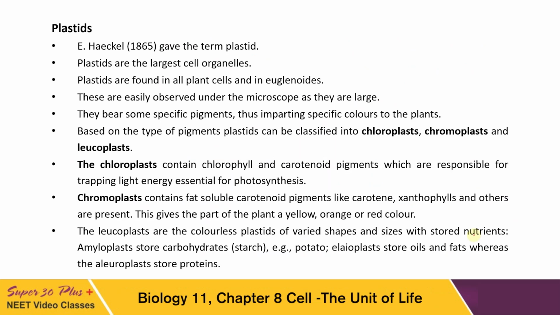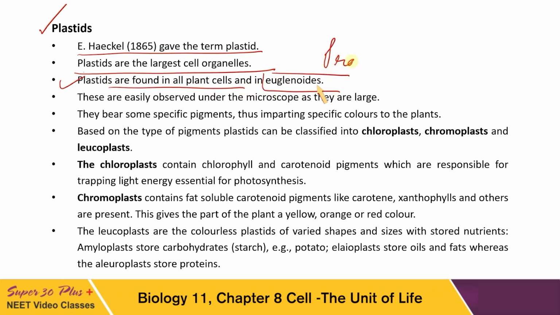Now we'll proceed to the next, that is plastids. Large sized cell organelles. Haeckel gave the name plastid. Plastids are the largest type of cell organelles. Plastids are found only in plant cells and also in euglenoids, which are protists. You know, euglenoid is a protist, and chloroplasts are found in this. They are easily observed under a microscope. Important question: the cell organelle which can be seen by a simple light microscope is the plastid.